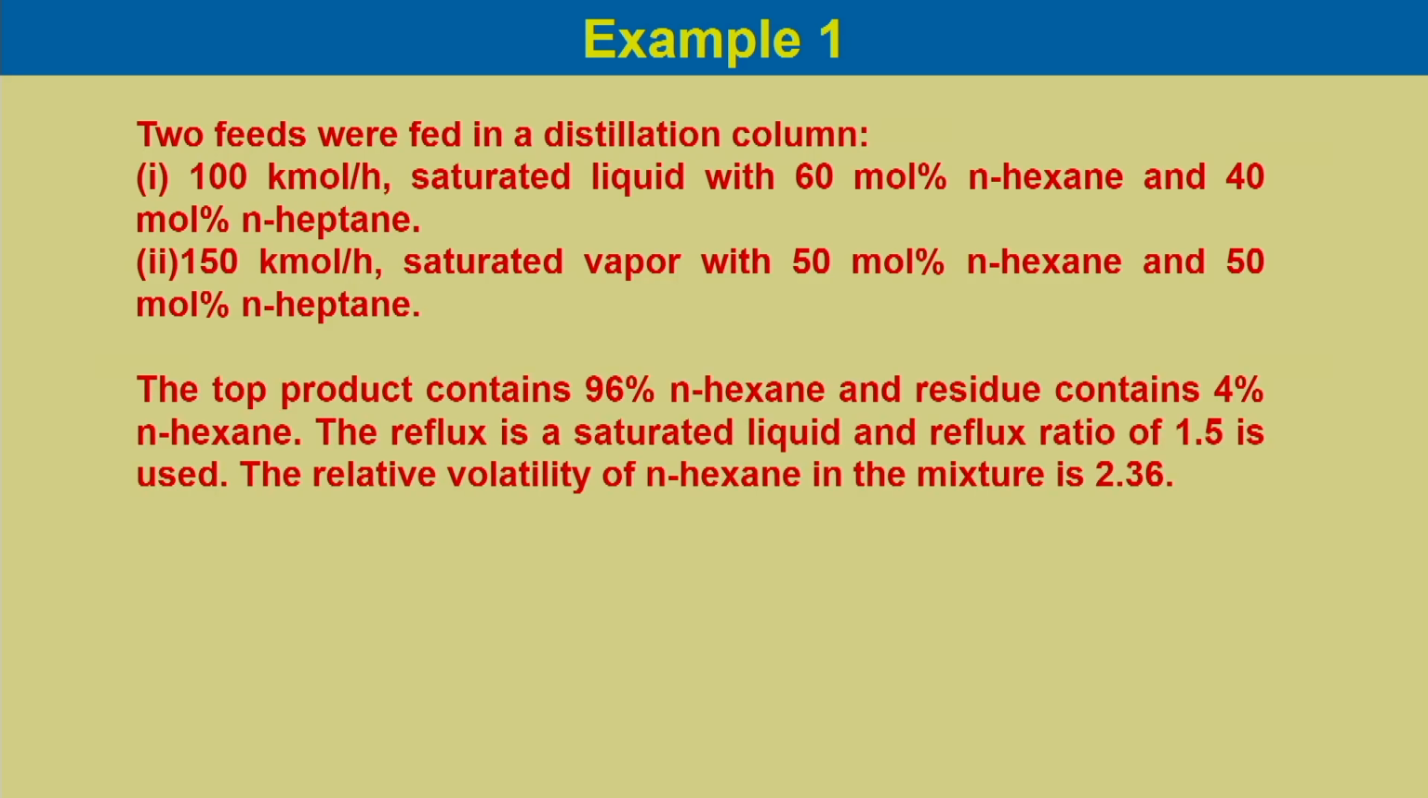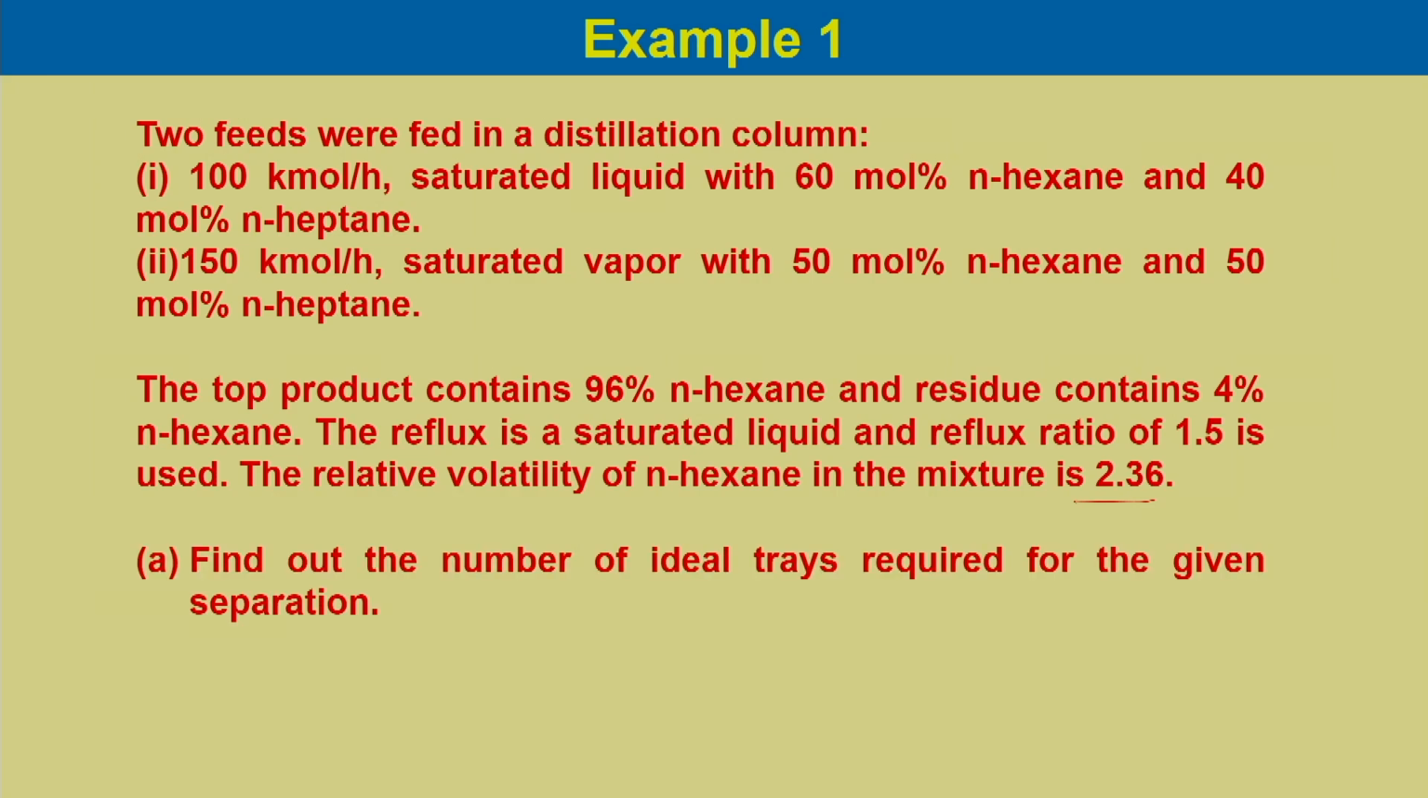The top product contains 96% n-hexane and the residue contains 4% n-hexane. The reflux is a saturated liquid and a reflux ratio of 1.5 is used. The relative volatility of n-hexane in the mixture is 2.36. We need to find the number of ideal trays required for the given separation and identify the location of the feed trays.